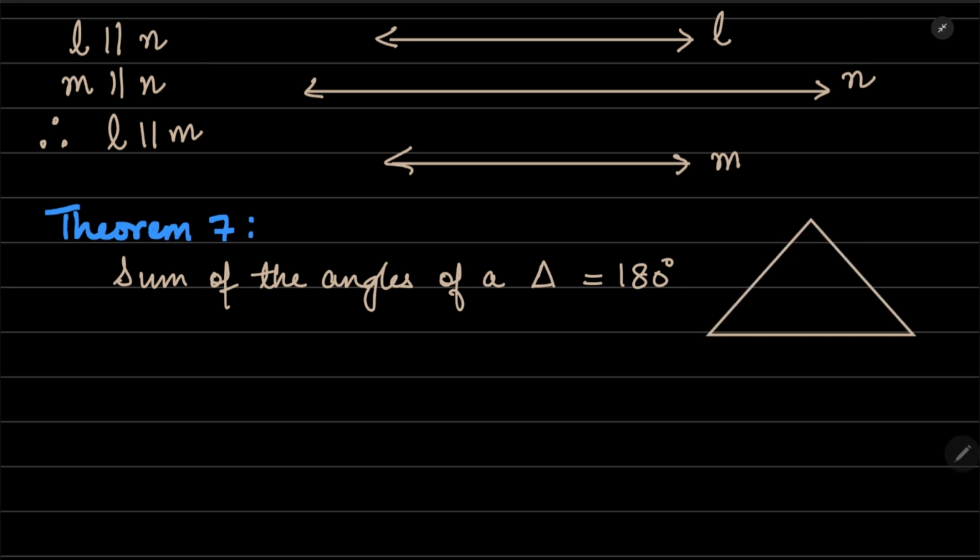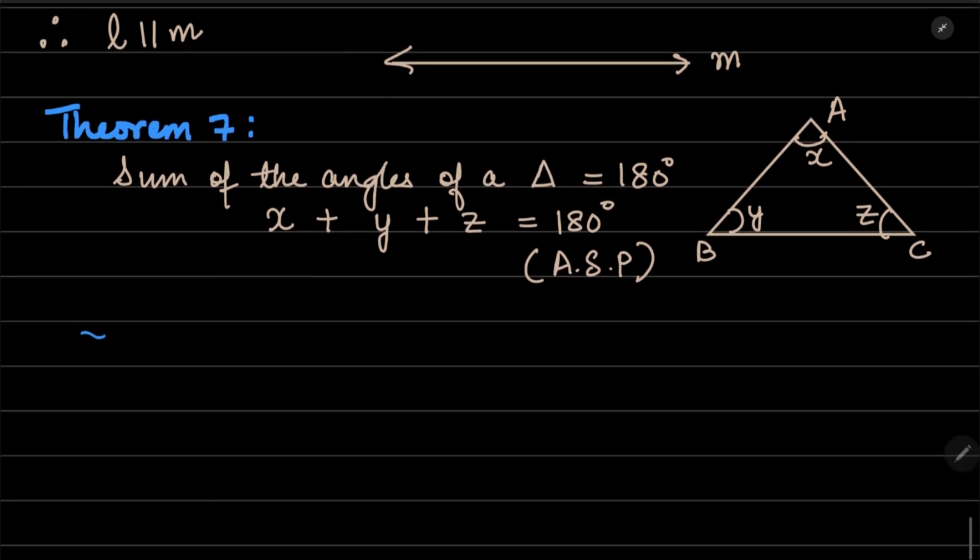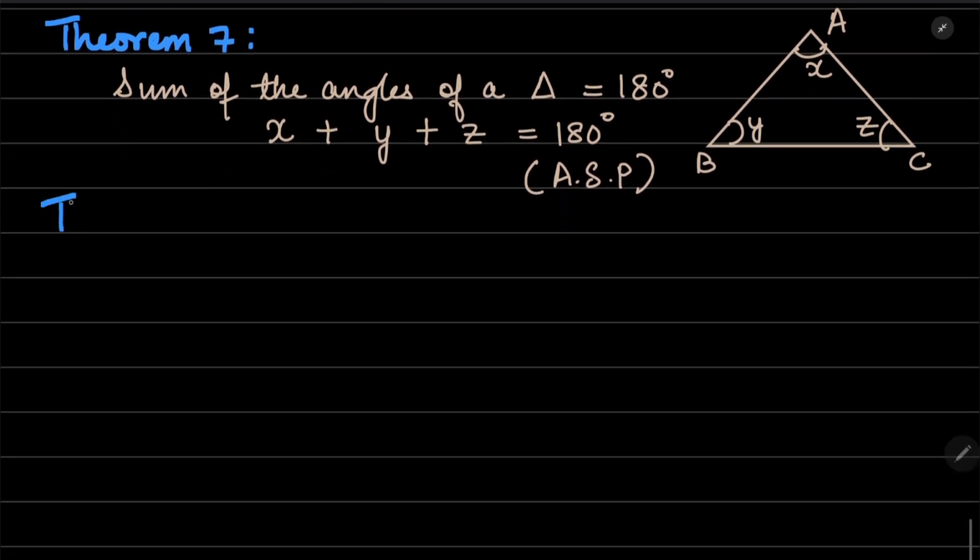Suppose you have a triangle ABC. This is angle X, this is angle Y, and this is your angle Z. Then angle X plus Y plus Z is always equal to 180 degrees. You have to write the reason as angle sum property of a triangle. So this is your theorem number 7. Now the last one, theorem 8. What is your theorem 8?